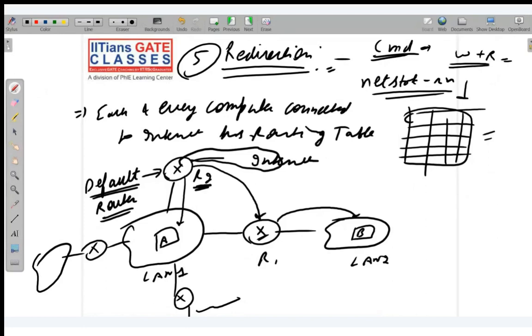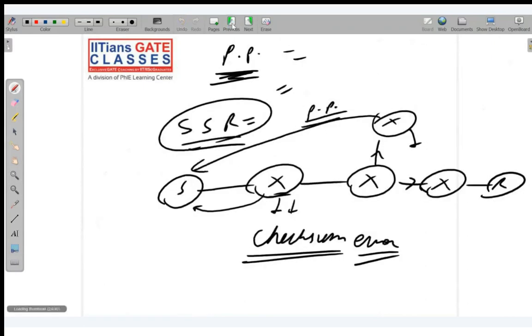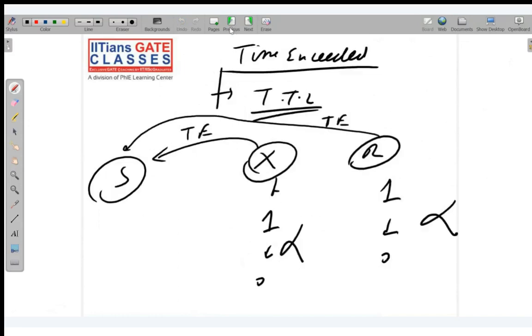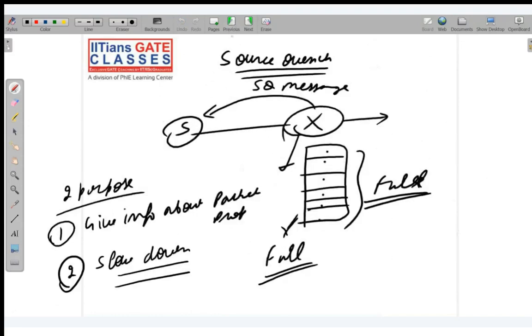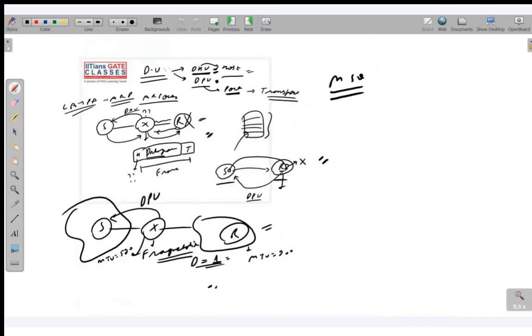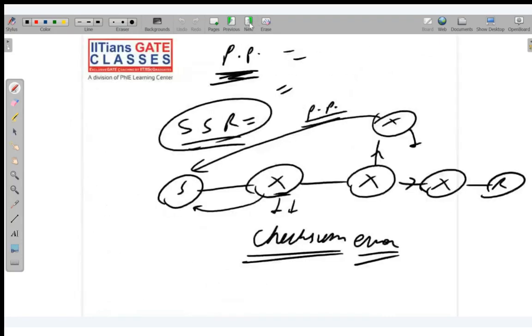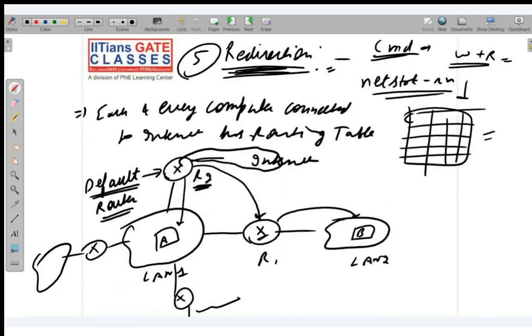No, sir. Okay, so this is the redirection message, and redirection is completely different from the other messages, because every time, see this: parameter problem, packet was dropped; time exceeded, packet was dropped; source quench, packet was dropped; destination unreachable, packet was dropped. Everywhere packet was dropped. In redirection, packet is not dropped. So odd one out, they can ask this way.